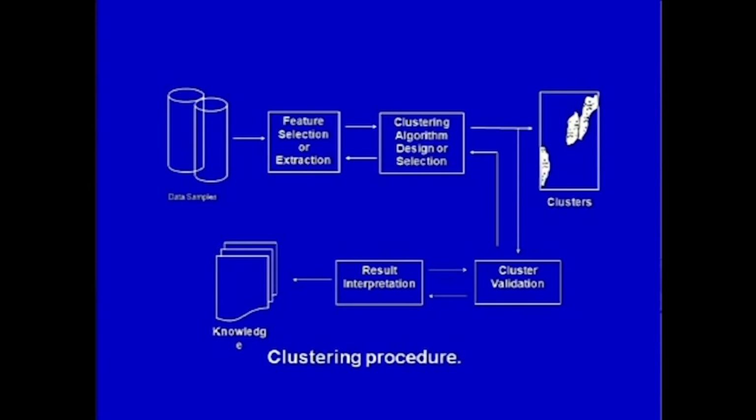After the clusters have been identified, these clusters have to be validated, that is, what is their actual interpretation, what they actually represent needs to be done. Based on this, the result interpretation is carried out, and subsequently this becomes a part of the knowledge which has now been generated from the digital data sets using unsupervised classification.